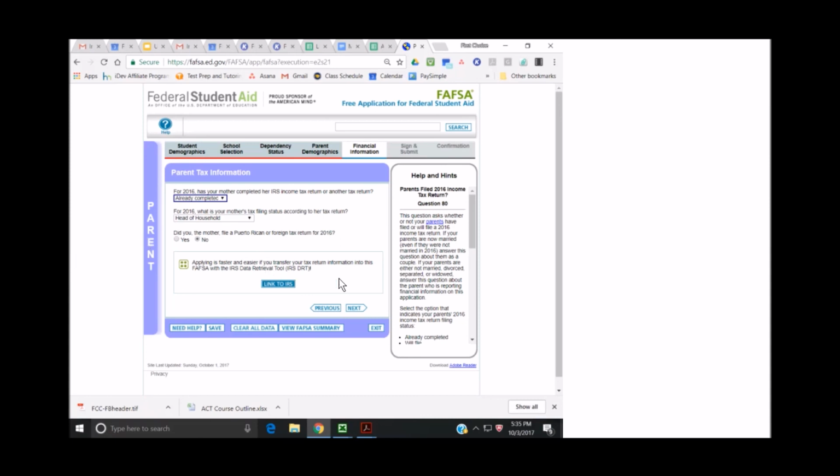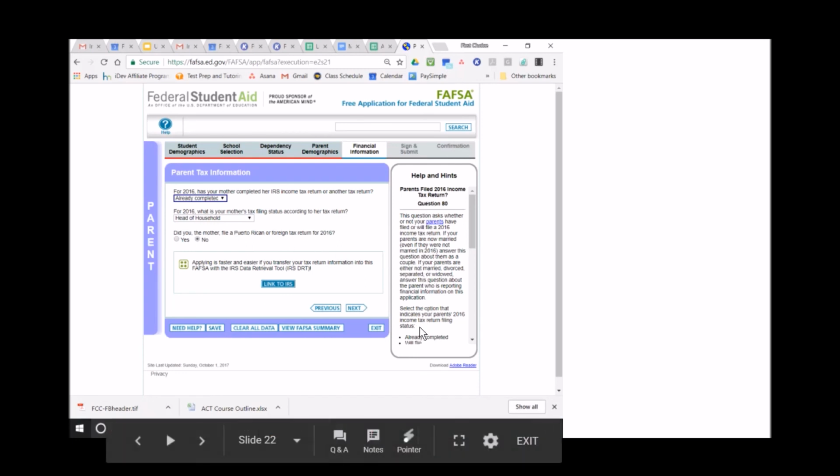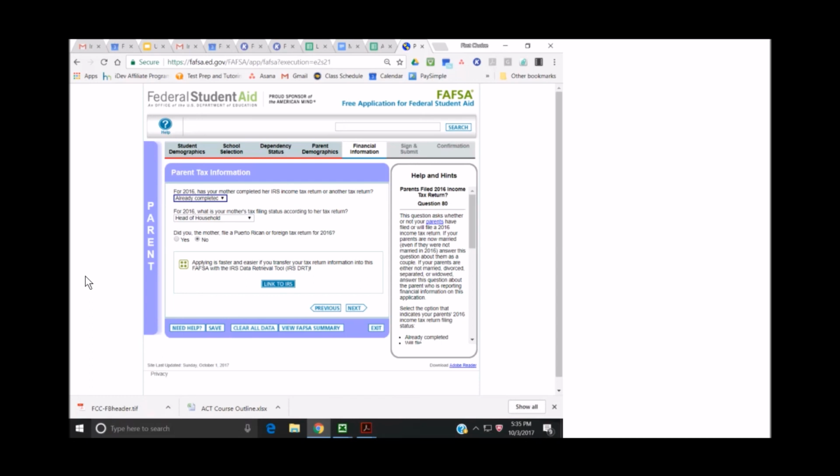And notice over on the side here, these helps and hints, you can highlight any of the questions and it'll give you more information there that you can look at. And now the next question it asks, did you file a Puerto Rican or foreign tax return for 2016? It may also ask, did you file within the last 5 weeks? And then if you say no to those, you can choose to link your tax return directly to your FAFSA. You would need the FSA ID in order to do that. And then you click on link to the IRS.